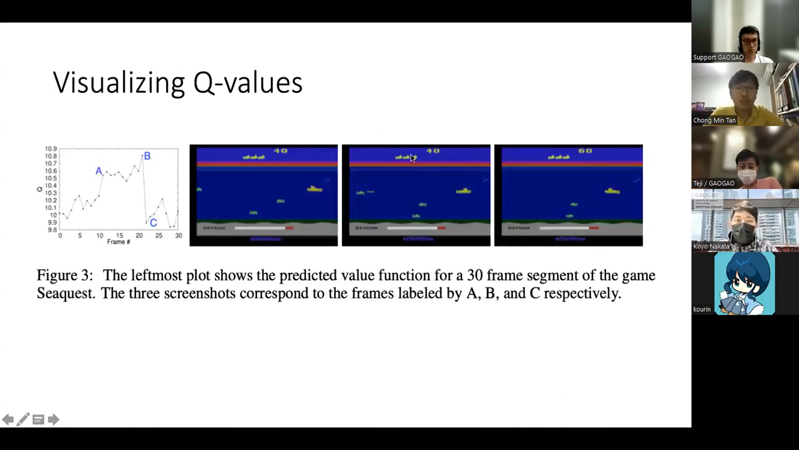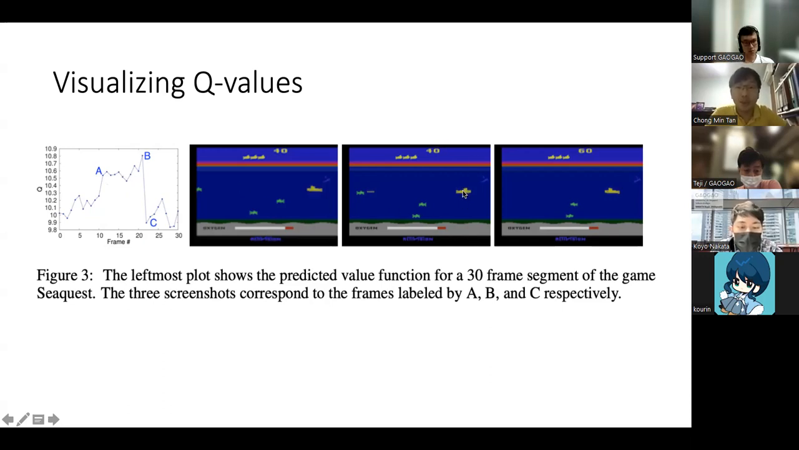So how do we visualize Q values? This is the game called Seaquest. You can see that this frame on the left here is frame A. This ship is just randomly moving around, but it's on the same level, this submarine just came out. At this point A, the Q value shot up. It means that because your submarine is at the same height as this enemy, you can actually destroy this enemy if you fire a torpedo.